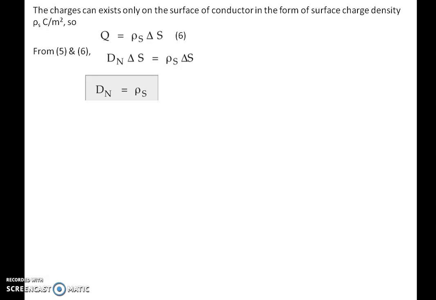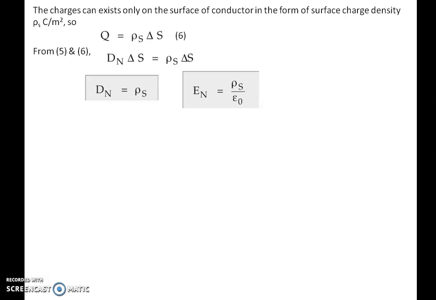And by using the relation between the flux density and electric field intensity, D is equal to epsilon naught E. Using this relation, I can find En is equal to rho s by epsilon naught. E is equal to D by epsilon, so in the place of D, substitute rho s. So En is equal to rho s by epsilon naught. This is the normal component of the flux density and the normal component of field intensity at a boundary between the conductor and free space.